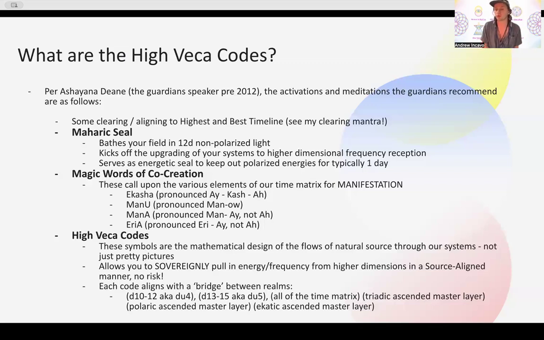And the Maharic seal helps with that clearing as well. You can use the Maharic seal to use that Merkaba to clean out your dimensional one chakras. So between the clearing, between the Maharic seal, and then the Hyveka codes, and then the magic words of co-creation, you have a full stack of manifestation capabilities, right? You've aligned, you've cleared your field, you've called back your altars, you've bathed yourself in 11D and 12D light, and then you do the Hyveka codes where you're pulling in dimensions 13 through 15, and then dimensions beyond that in the triadic, polaric, and acadic ascended master layers, which sit outside the 15 dimensions. And then furthermore, once you've done all those and you have a clean field and your law of one aligned fully, you can use the magic words of co-creation to do whatever you want to do, to co-create whichever reality you would like to live in here on Earth 606.